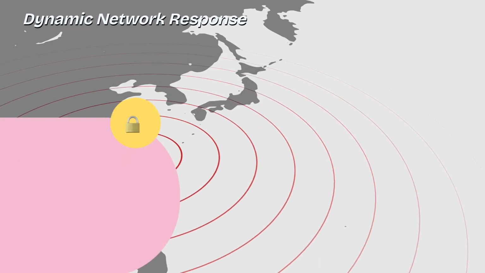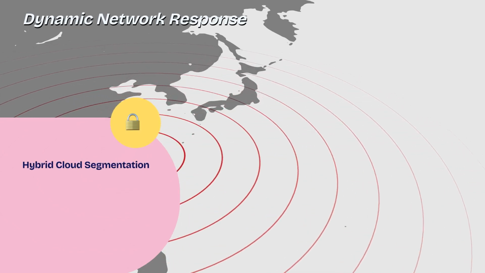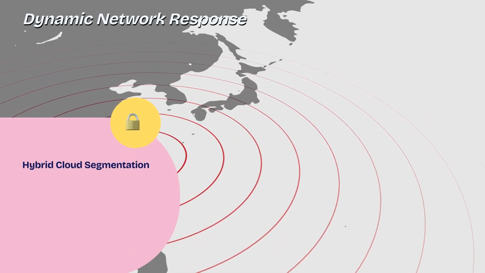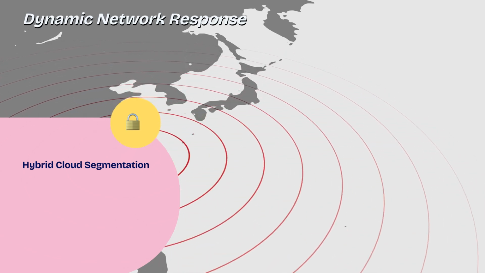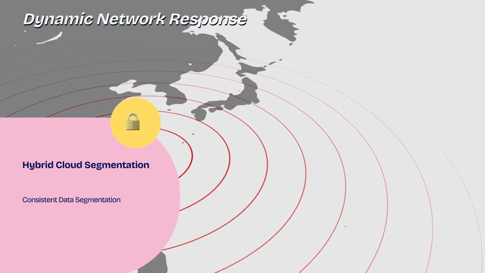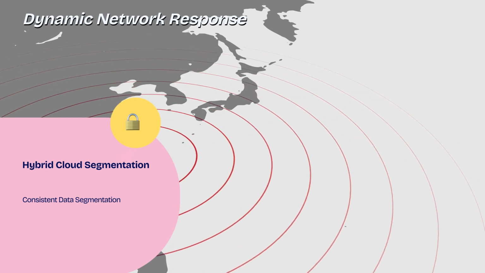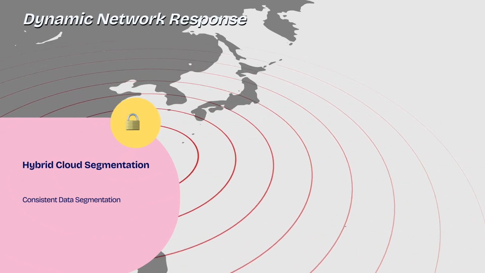Here's where it gets really cool. With SDN, you can respond to changes in the network dynamically. If you're using a hybrid cloud with both private and public components, SDN sees it all as one, making segmentation consistent no matter where your data is. This is a game changer because traditional segmentation methods like VLANs can struggle to keep up with such dynamic environments.